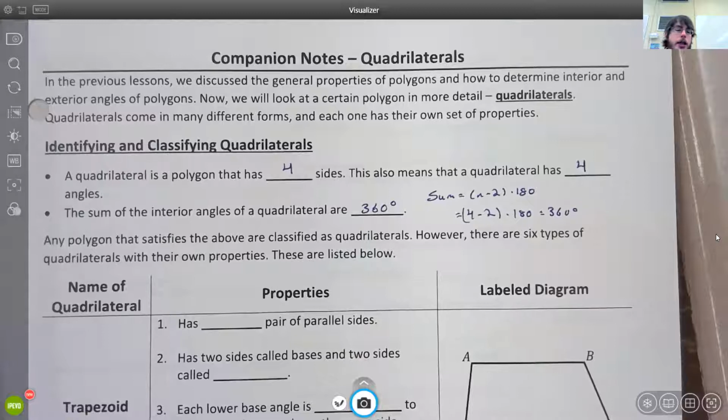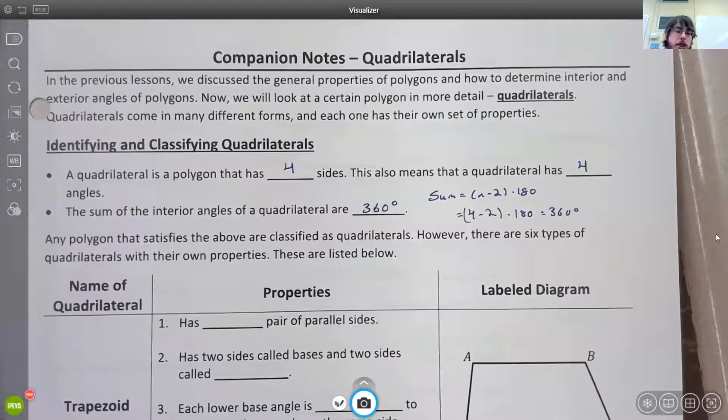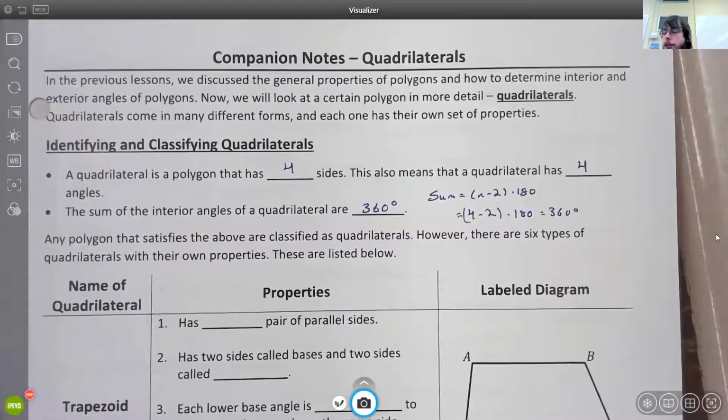If you have a polygon with 4 sides, it's a quadrilateral. It doesn't matter what it looks like. It doesn't matter whether it's convex, concave. As long as it has 4 sides, it's a quadrilateral, okay? However, there are 6 types of quadrilaterals with their own properties we're going to talk about. Now, there are 7 technically, but we don't discuss that one, and that is a kite. We'll talk about that at the very end.